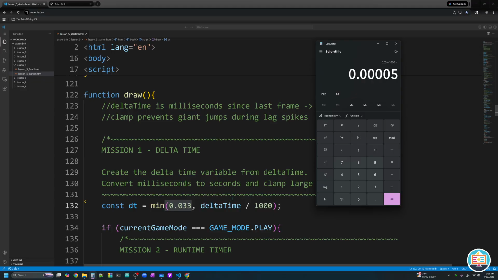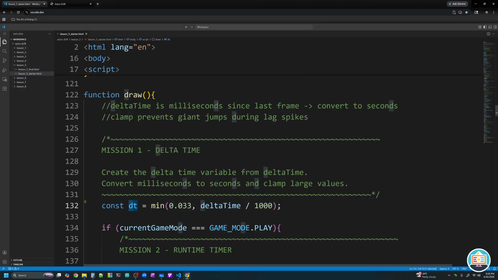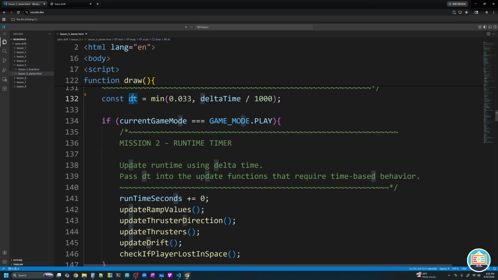Well, now that's smaller, so we would take that. Okay, so that's how we're going to get our time interval, and it's going to be consistent to prevent jumps and lag spikes. Mission number 1 in the book. Now we're going to use that DT in mission number 2.